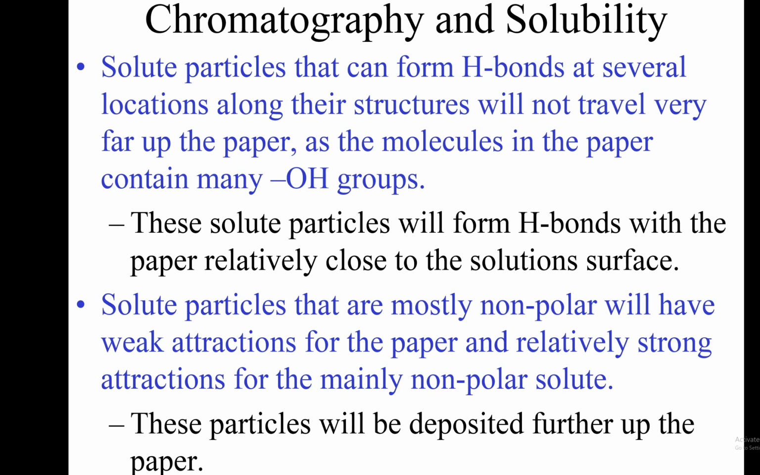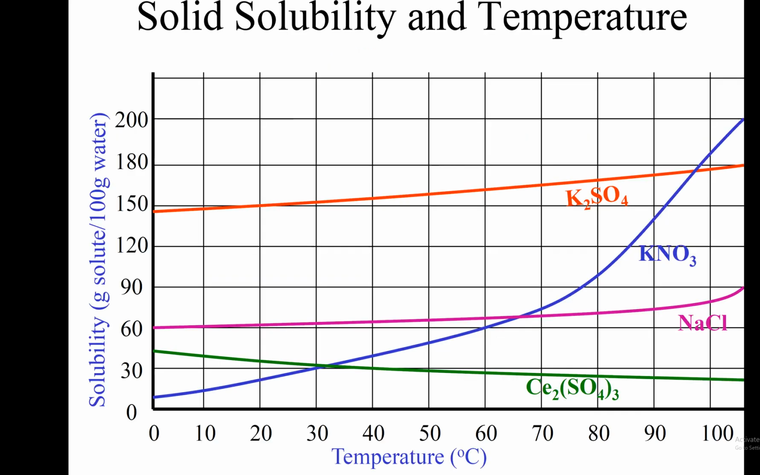So if we're talking about things that are going to stick or going to travel, you're talking about really nonpolar versus polar areas. So I want you guys to really think about this idea of hydrogen bonds as they're traveling up the paper. So the ones that actually have more attraction are most likely going to get stuck, whereas the ones that don't have attraction are probably going to move a little further up.